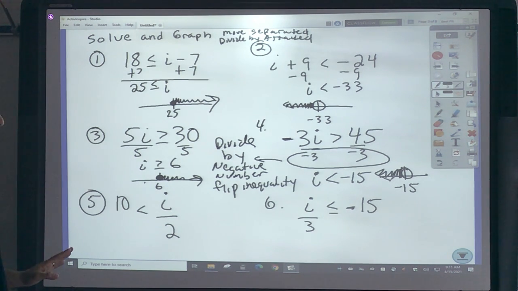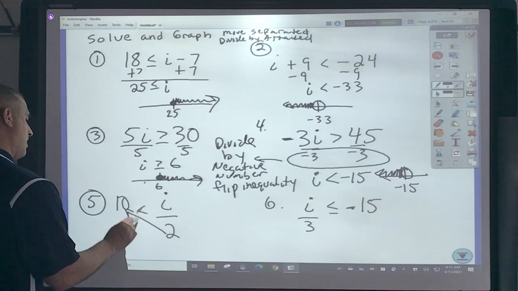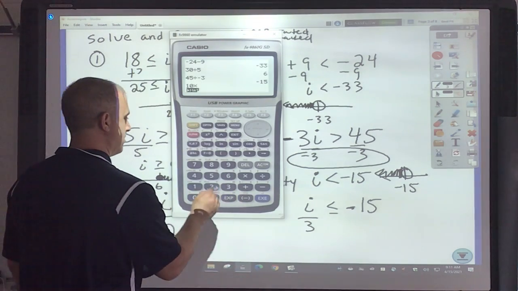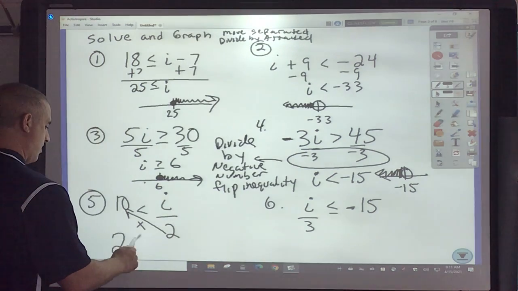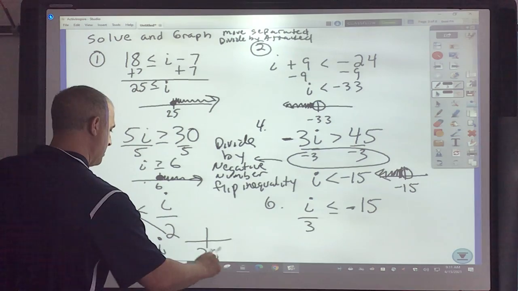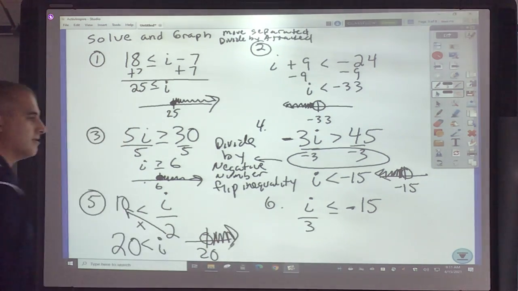Now, let's talk about these. These gave us some issues in the previous unit. We did this the last time. When you have this thing here, you want to cross multiply that. So 10 times 2 is 20. So I got 20 less than I. So what I would do is 20, open circle. It's eating the variable, so I shade to the right.